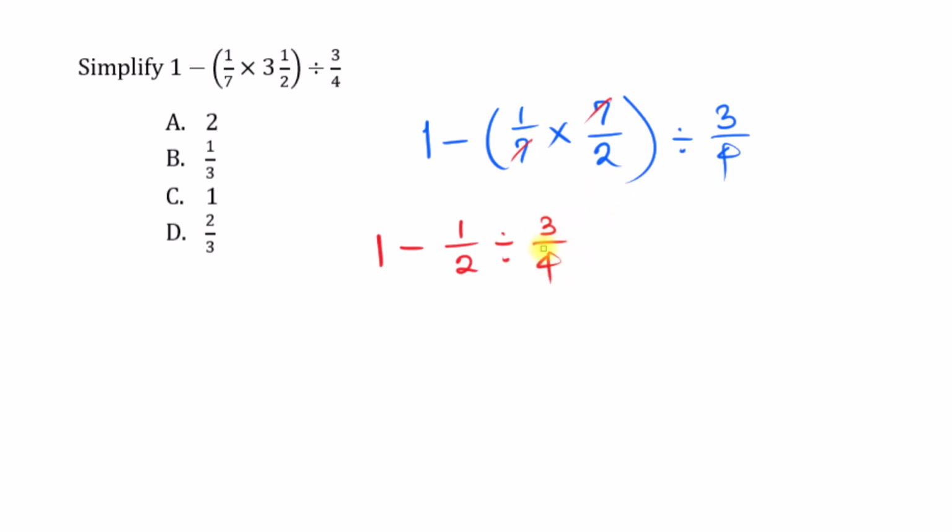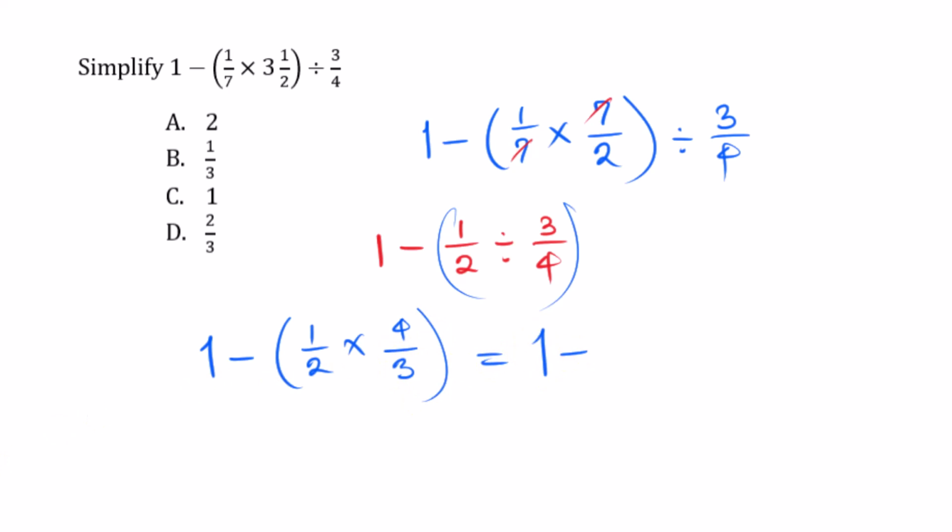Students, the very silly mistake to do here is to carry out the operation on 1 minus 1 over 2. No, this is now a division. And if you remember BODMAS, we need to also do division first before we do addition and subtraction. So in this case, 1 minus 1 over 2 divided by 3 over 4 will become multiplied by 4 over 3. Okay, so we have 1 minus, of course, here 2 can cut 4, that will be 2. So we have 1 minus 2 over 3.